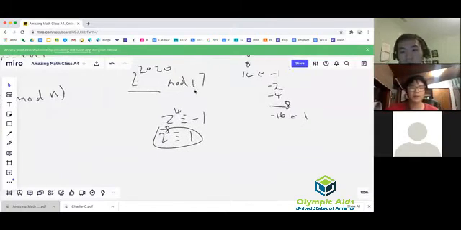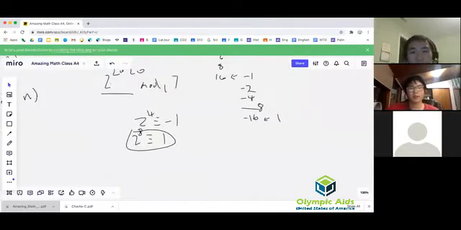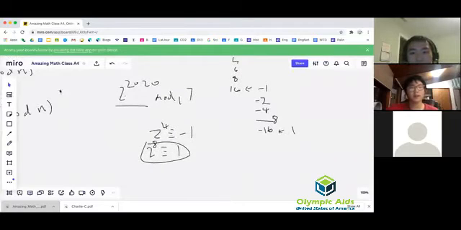So now that we found a number e such that 2 to the 8 is 1, we can just take 2020 mod 8. So we'll get 4, right? Yeah. So we'll get just 2 to the 4, and that's just 16, which is negative 1.